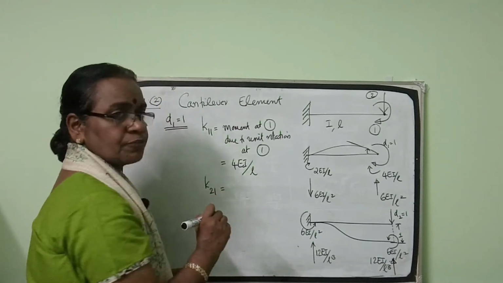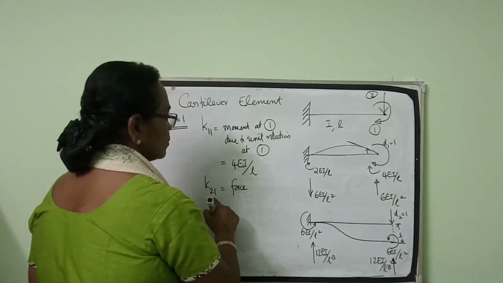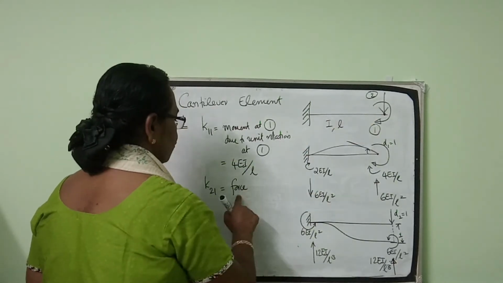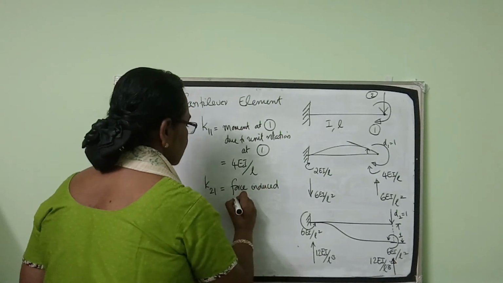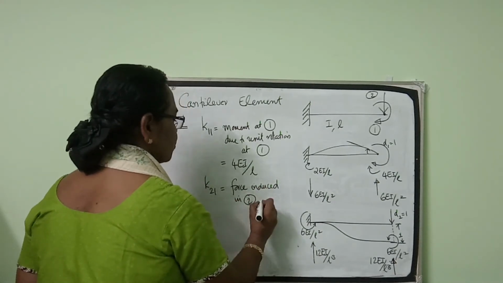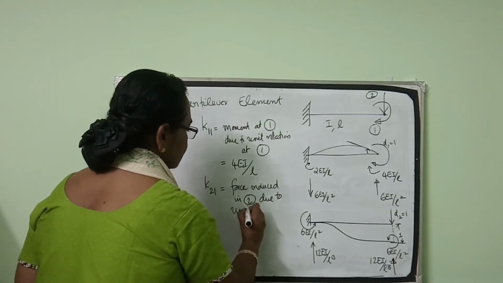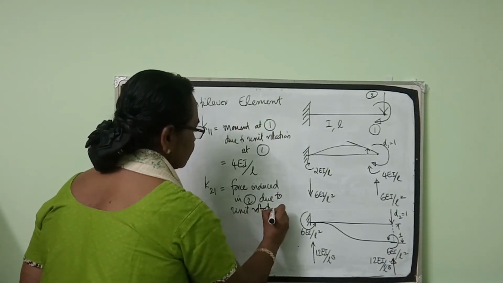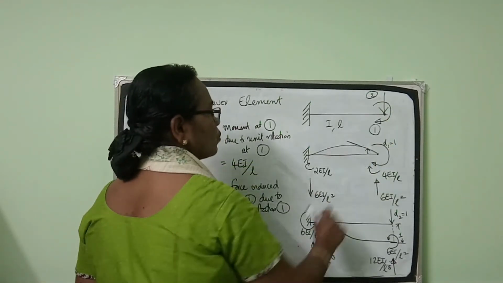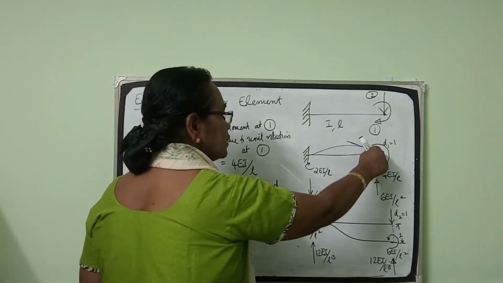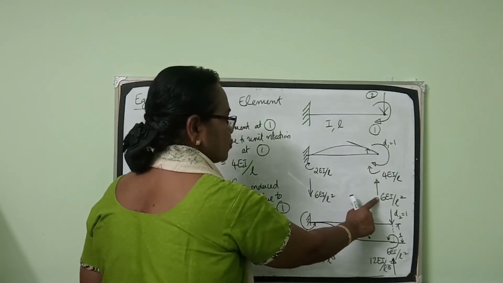K21. The definition of K21 is force, direction 2 is vertical direction. So vertical force induced in direction 2 due to unit rotation in direction 1. So direction 2 is a vertical direction. So what is the vertical force developed in that particular node in the direction of 2?